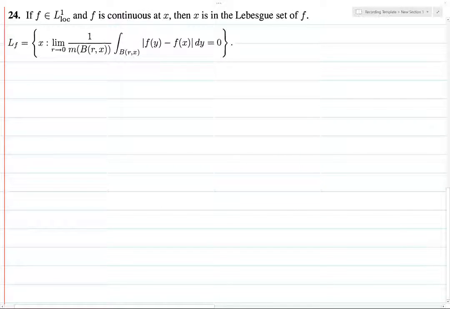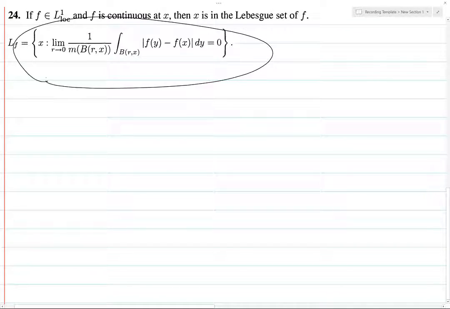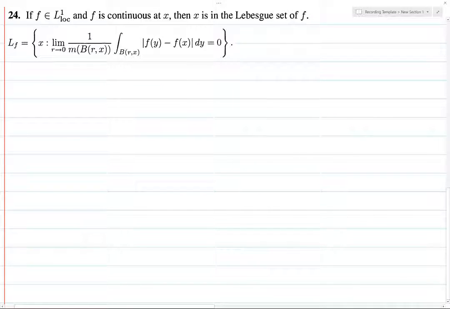Let us look at exercise 24, aka the exercise of do you know what it means to be a Lebesgue set. So basically this theorem kind of just follows from definition. So I have here, this is what the Lebesgue set is. It's the set of points where this thing is equal to 0. And we only really consider the Lebesgue set for functions f which are contained in L1 loc, and so that's why we're restricting that there.